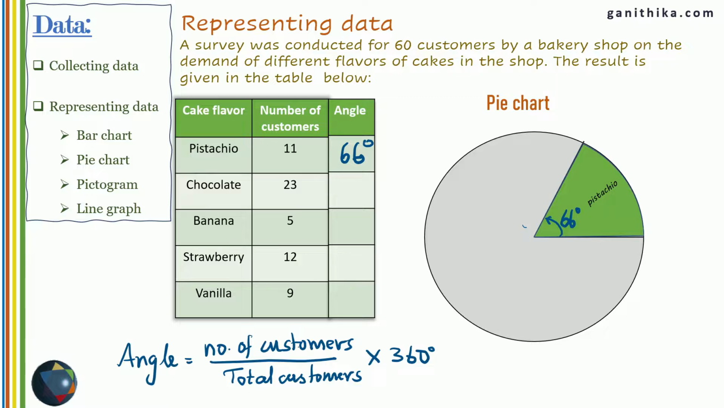23 over 60 times 360 will give you 138. So the degree for chocolate is 138. Therefore, this is a sector containing 138 degrees.